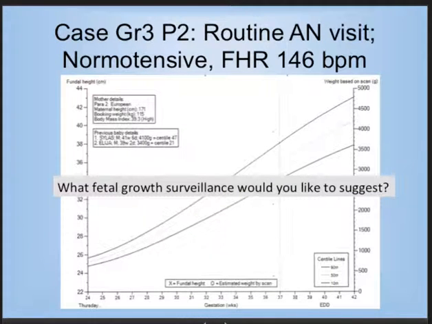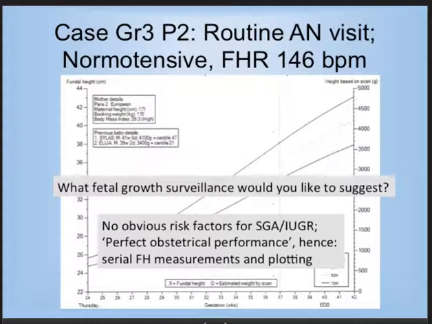Another case, a Gr3 P2. This is a routine antenatal visit. She's normotensive, and you find a fetal heart rate of 146 beats per minute. What fetal growth surveillance would you like to suggest for this lady? Have a look. Both her first and her second baby were appropriate for gestational age, AGA, hence there are no obvious risk factors for SGA or IGR. She had a perfect, what I would call, obstetrical performance, and hence we would do serial fundal height measurement and plotting as per protocol.